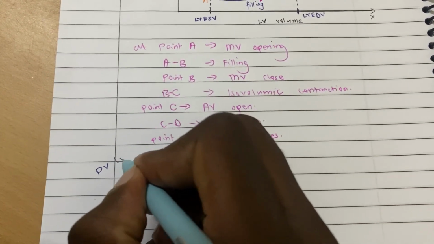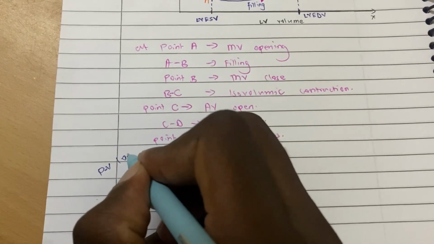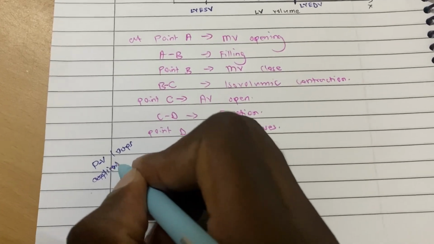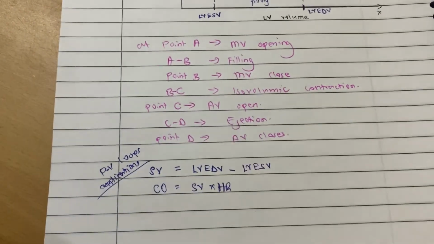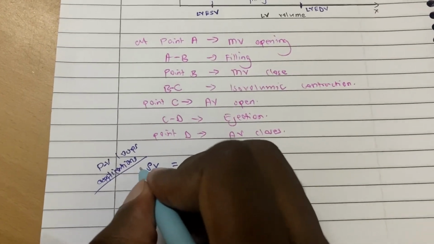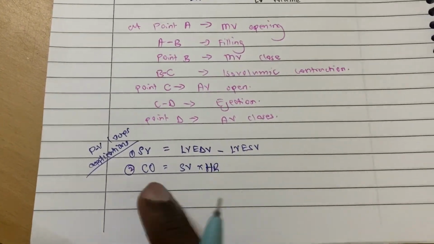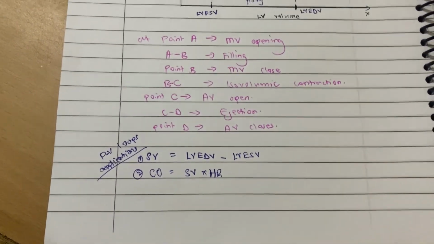PV loops applications. Clinical applications: one is that, two is that. If you have the stroke volume, you can then find cardiac output.